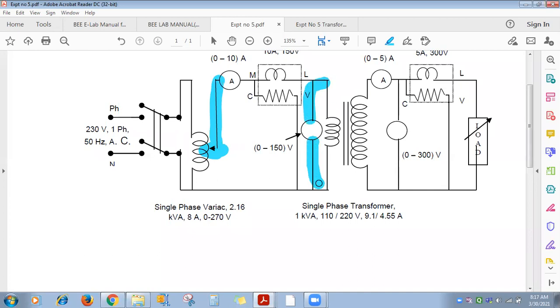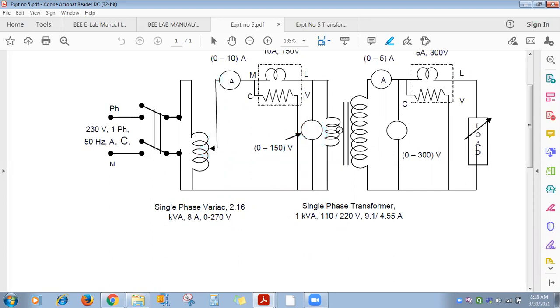How much voltage do we want to apply across primary? If you observe this voltmeter V1, 110. Correct. This voltmeter reading, its range is 0 to 150 volt. So its reading should be 110 volt. Go on changing this variable knob. Okay, so primary side clear.